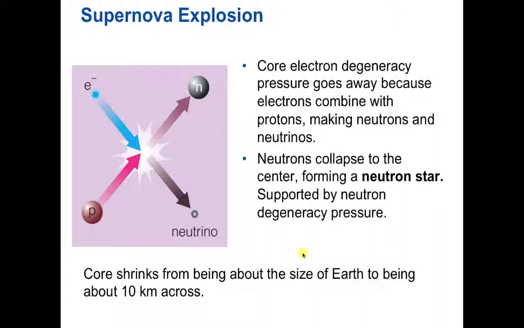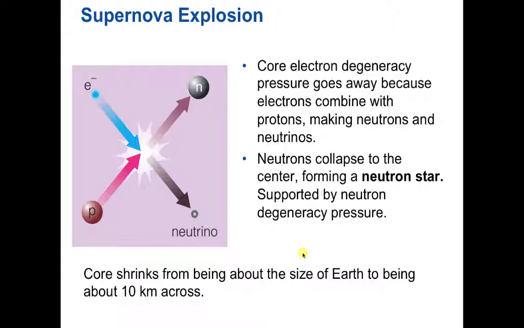If the gravity of the star is strong enough, then the neutron degeneracy pressure of that neutron star can be overcome as well. And that ball of neutrons can be squished to almost zero, to pretty much zero size, to what we call a singularity, and that's when we get a black hole.